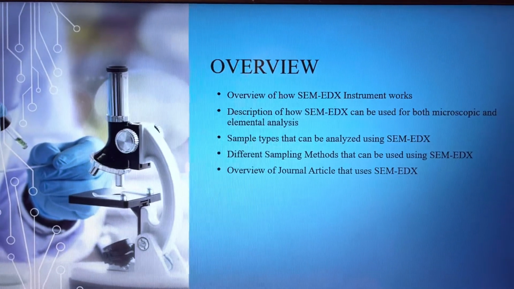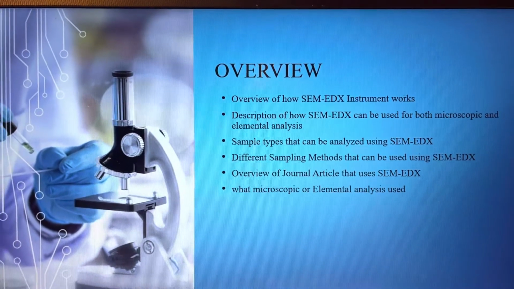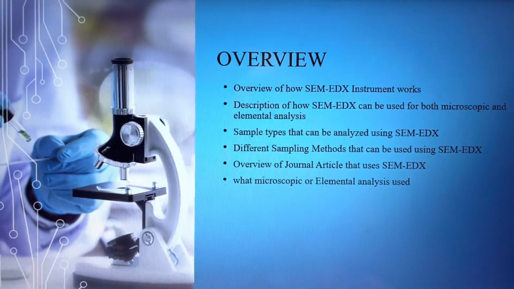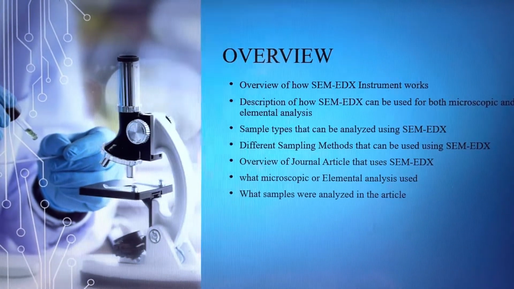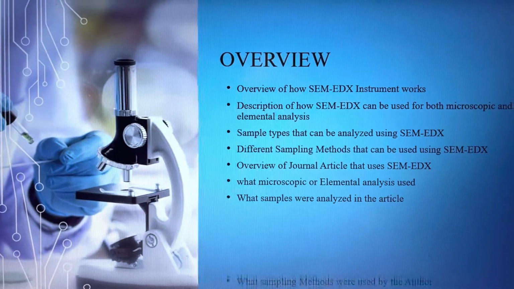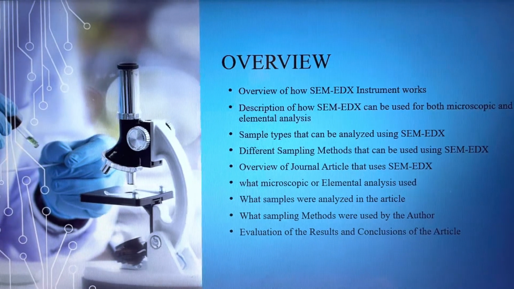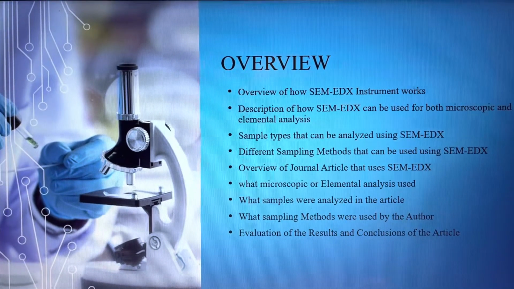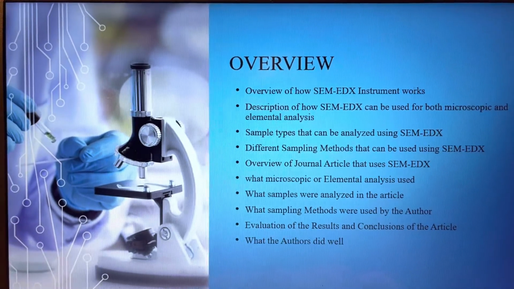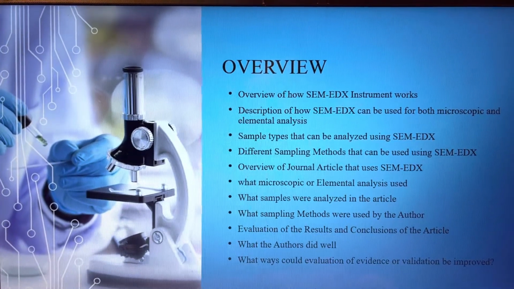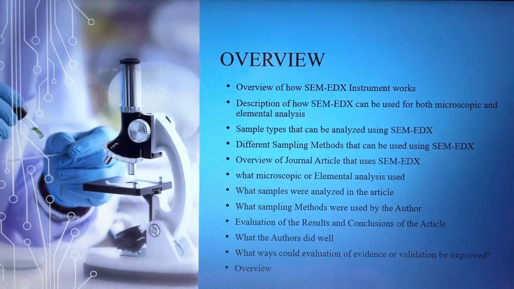We're going to go over an overview of a journal article that uses this instrument, SEM EDX. We're going to talk about what microscopic or elemental analysis is used in this article, what samples were analyzed in this article, what sampling methods were used by the authors, and the evaluation of the results and conclusions of the article, what the authors did well in this presentation, and in what ways the evaluation of evidence or validation could be improved, and an overview.